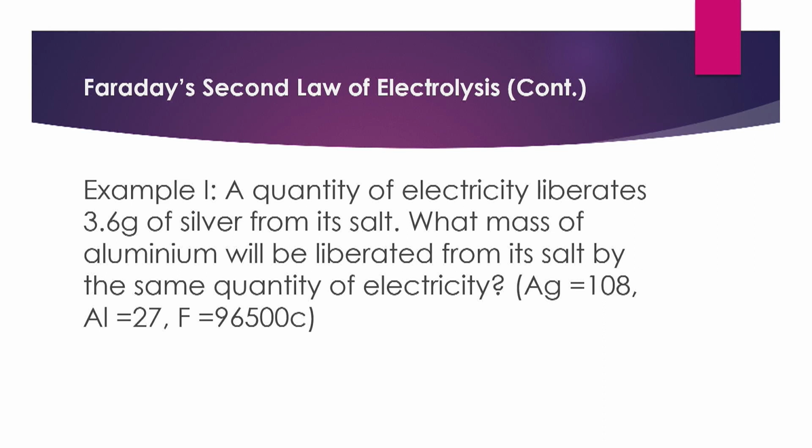the other aspect of Faraday. This is the aspect that has to do with what? Two electrolytes. That is, that of silver salt and that of aluminium salt, connected in series, and both use the same electricity. The mass of one substance, the mass of silver, is given. So the same quantity that derived the mass of silver will also be used to derive the mass of aluminium. But in this question, we are looking for the mass of aluminium.